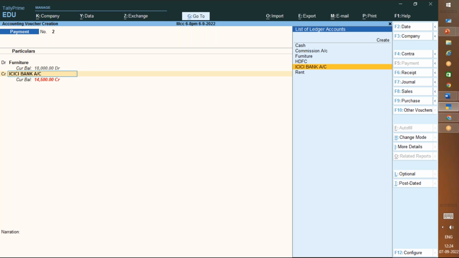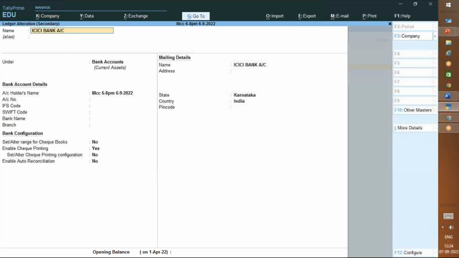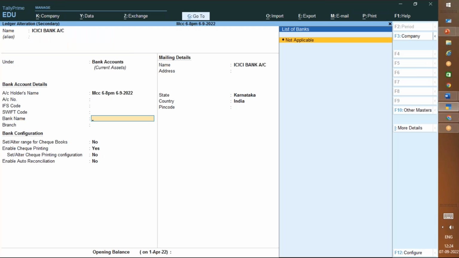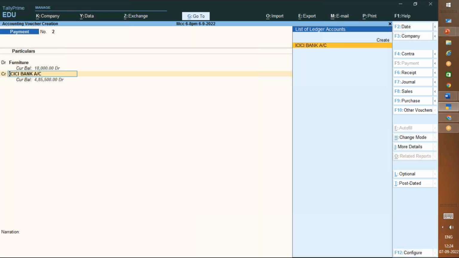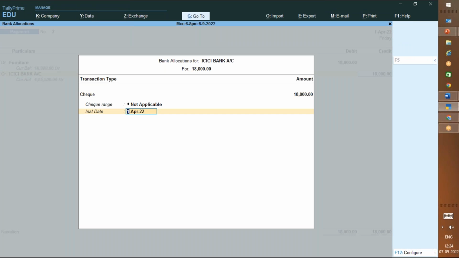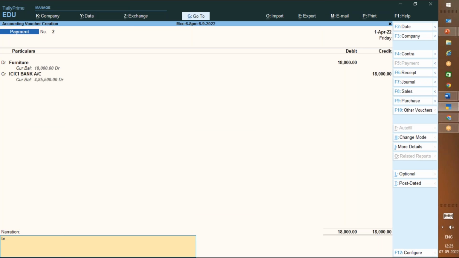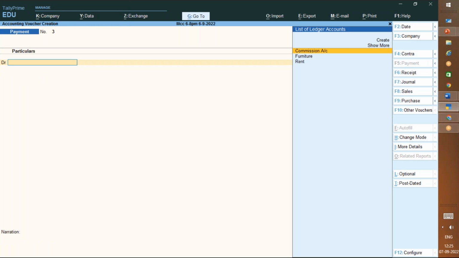So go to ICICI Bank. I'll just put some amount in the opening balance as it is to avoid negative balance. Do it, class, everyone.